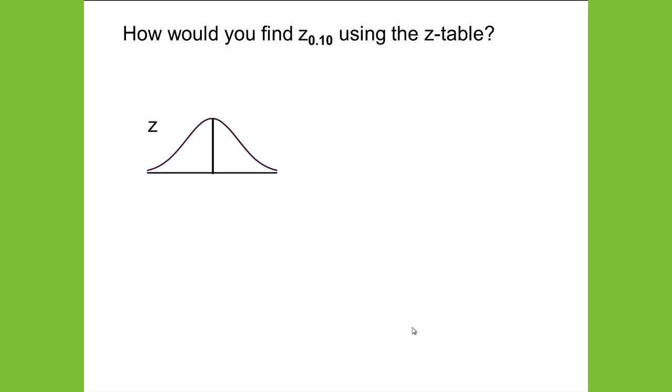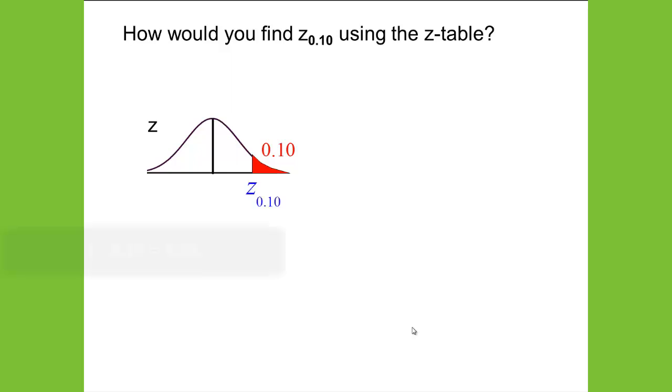First, we would draw the curve. Then, since that is an area to the right, we would label and put 0.10 to the right in that curve. Remember that the table that we use and the calculator that we use, the TI-83 and TI-84, use the area to the left.